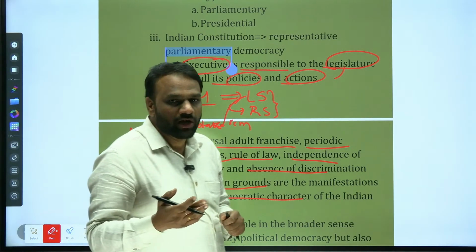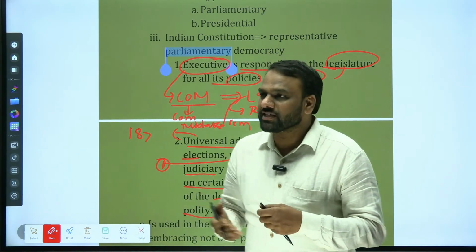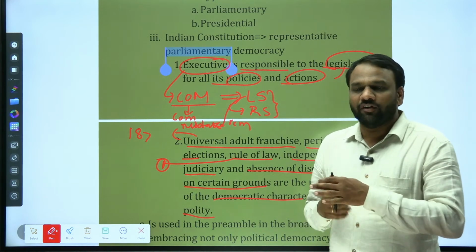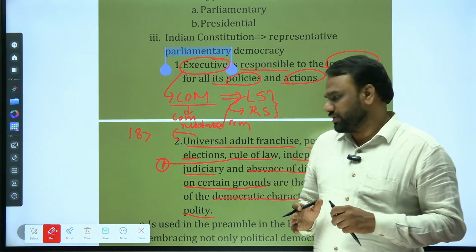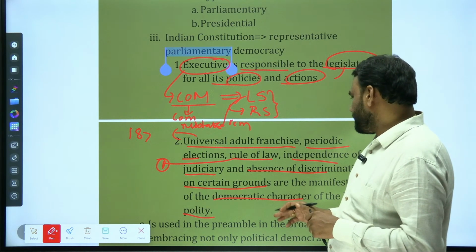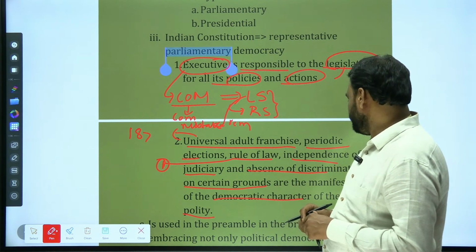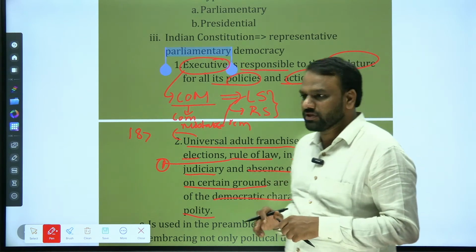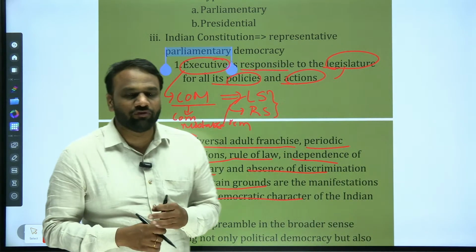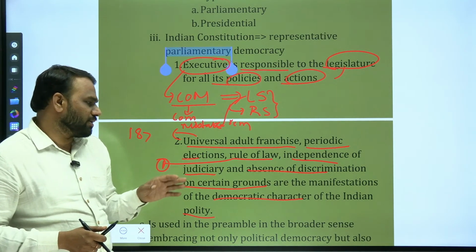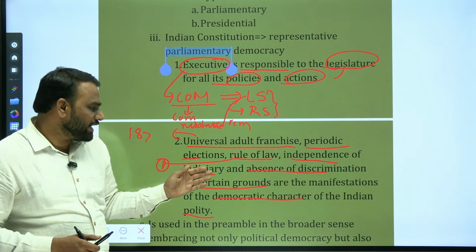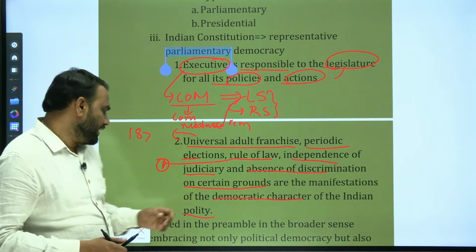How it is ensured, we'll understand when we start discussing the topic of judiciary. When we start discussing the Supreme Court and the High Court, we'll get a clear picture. Next, absence of discrimination on certain grounds. When we start discussing fundamental rights, we'll get to know about it. All these indicate the democratic character of the Indian polity.